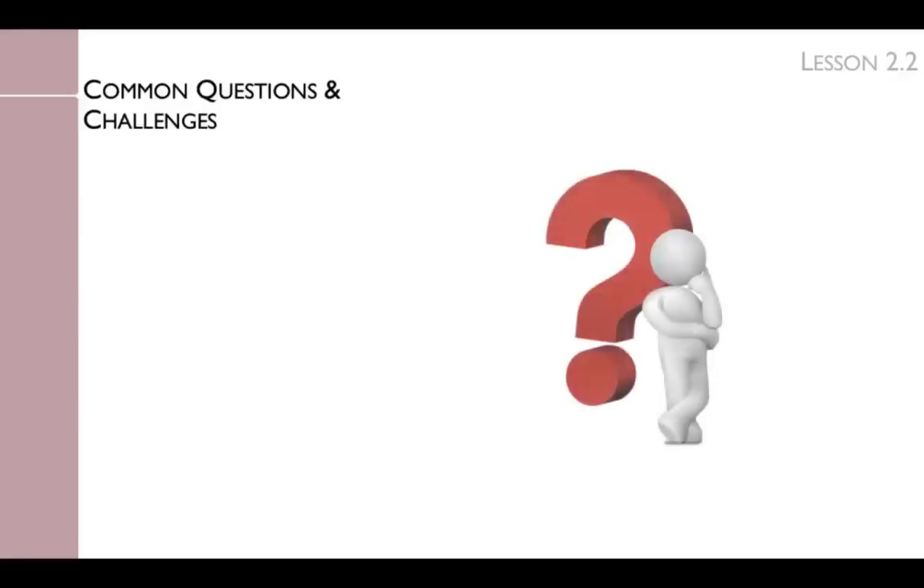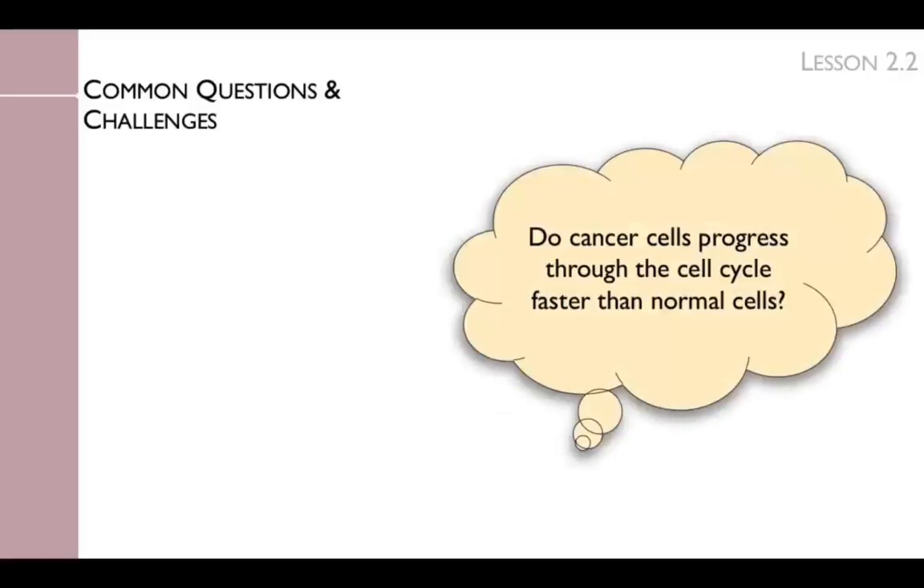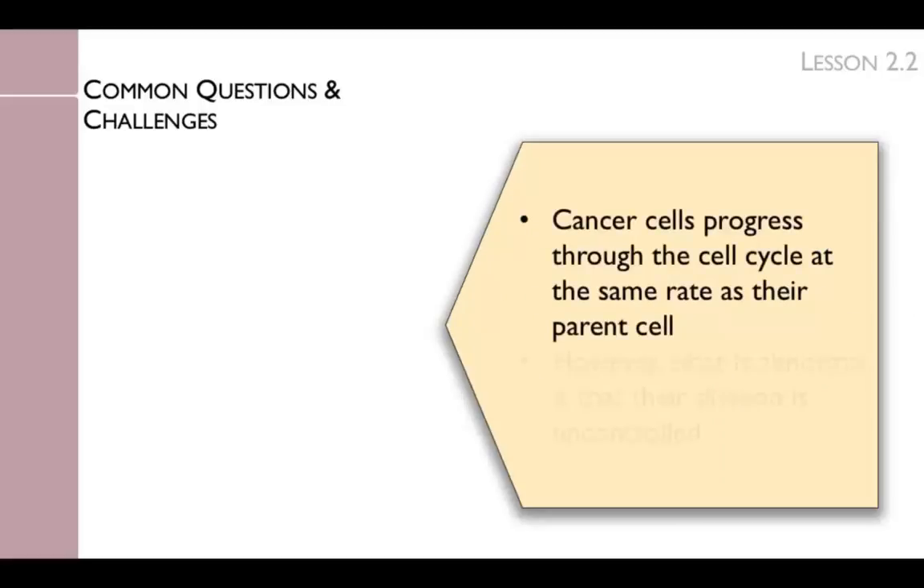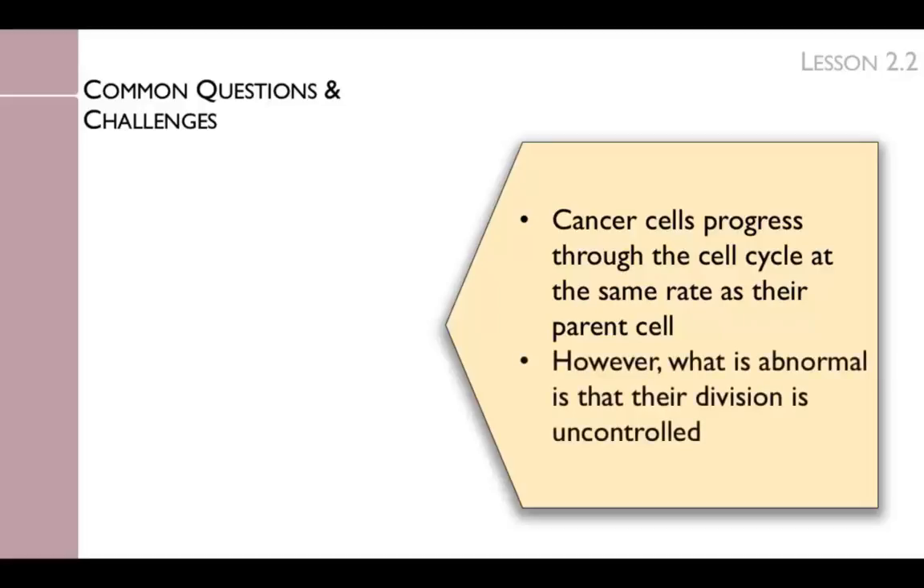One of the most common challenges students have is, do cancer cells progress through the cell cycle faster than normal cells? Cancer cells progress through the cell cycle at the same rate as their parent cell. However, what is abnormal is that their division is uncontrolled.